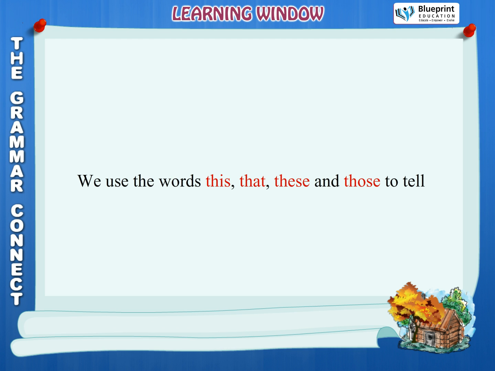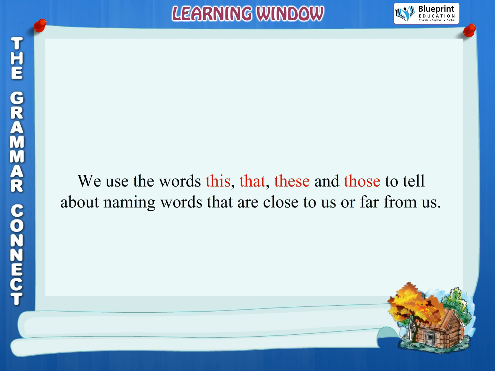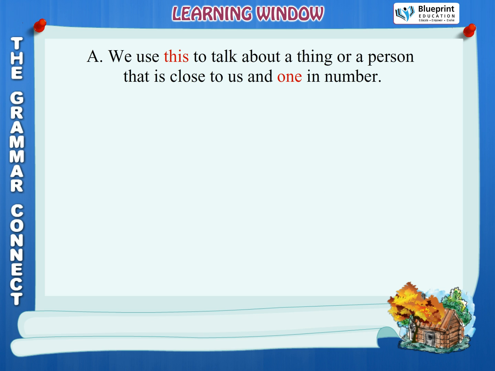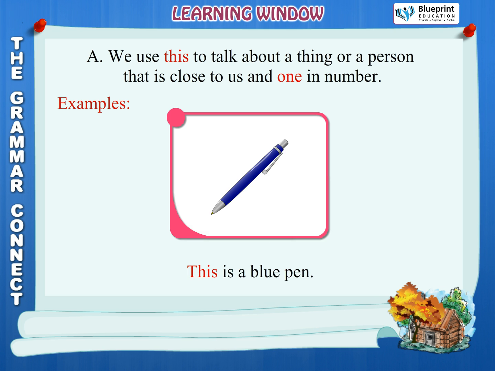We use the words this, that, these and those to tell about naming words that are close to us or far from us. A. We use this to talk about a thing or a person that is close to us and one in number. Examples: This is a blue pen.